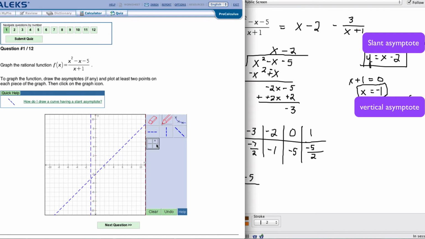Now we've got these two values. We want to plot our points. So the point -3 and -7/2, I'm going to use this plot a point anywhere feature. Anytime I'm using fractions, you want to use this feature. So I'm going to plug that in, -3 and a negative 7/2. Plot that point. And then I'm going to plot -2, -1 using the little pencil button, and then I can do 0, -5 as well that way. And then I can plot the point 1 and -5/2 using this button as well. So 1 and -5/2.